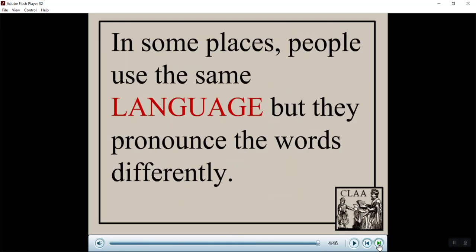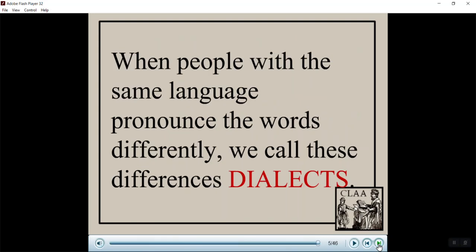In some places, people use the same language, but they pronounce the words differently. When people with the same language pronounce the words differently, we call these differences dialects.